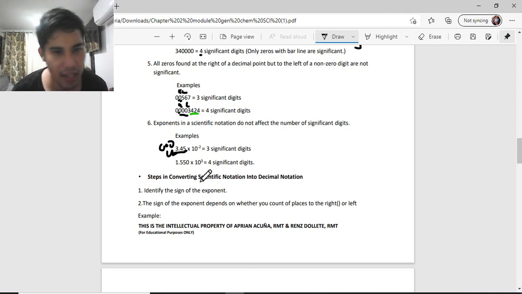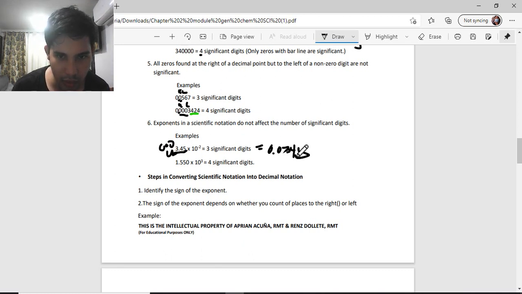0.0345 is its decimal. If you write it as a decimal point, it is 0.0345. So what it used is still its same value. Only 3 significant digits. Remember the rule earlier, guys: the zeros found at the right and also at the left of your non-zero will not be significant.